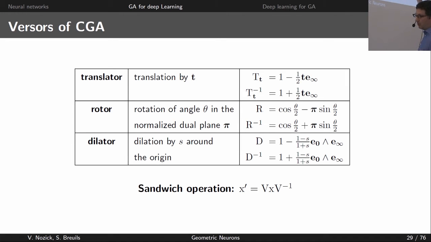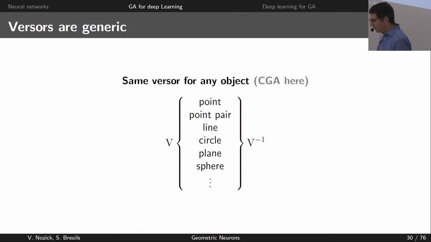So all of these transformations consist of a scalar and a bivector, and they all use the same formalism. This is a sandwich, so all the same, but we have something super good. It's a super good property for this. The super good property is that it's the same way to transform any object of the algebra. So you don't have to care if it's a line, a point. Actually, it could be a point pair, line, circle, plane, sphere, anything you want. It's the same way to transform it.